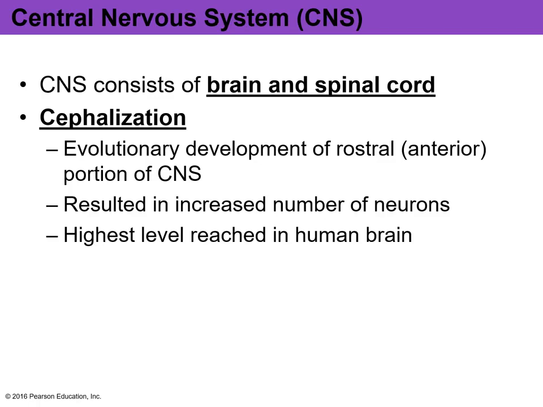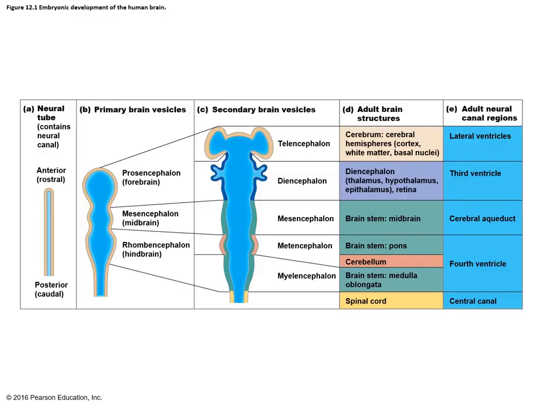What results from this? Well, you have an increased number of neurons, and you have the highest level that's reached in the human brain. And this just shows, if we start over here on the left, the neural tube, as it's showing during embryonic development, how it begins, and then you start to see little swellings that will eventually continue to grow and develop until we get the different components of the brain.